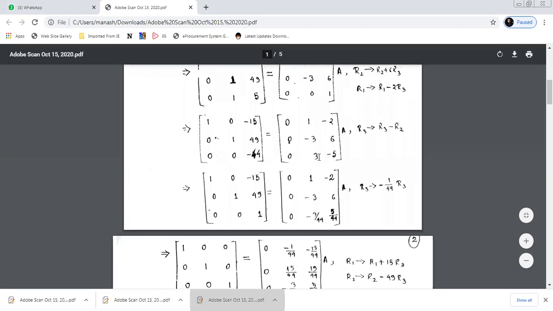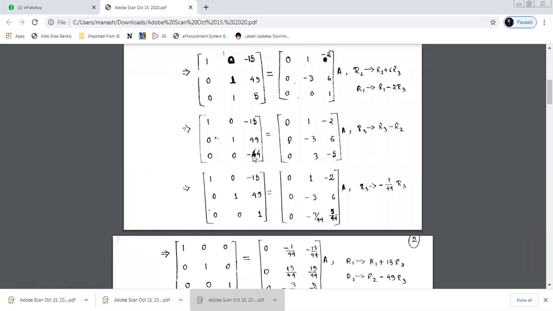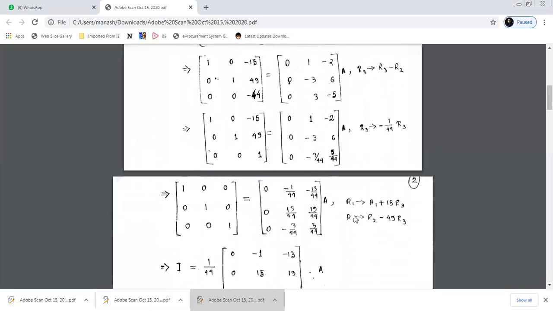Now see the next one, you have to make this equal to 1. So how can you make this element equal to 1? You have to multiply by minus 1 by 44, so that this element becomes equal to 1. The same operation we did on the right hand side also.